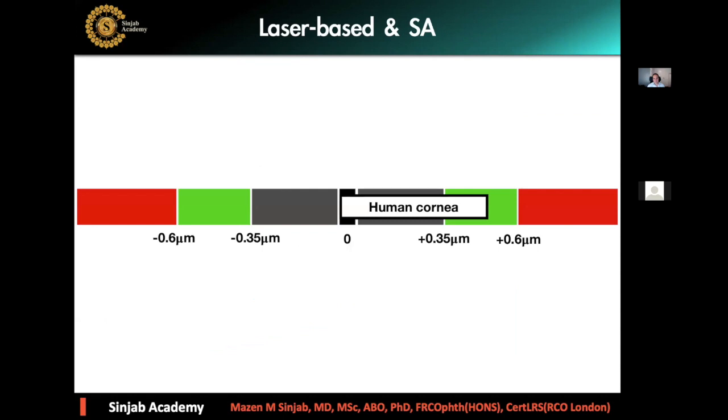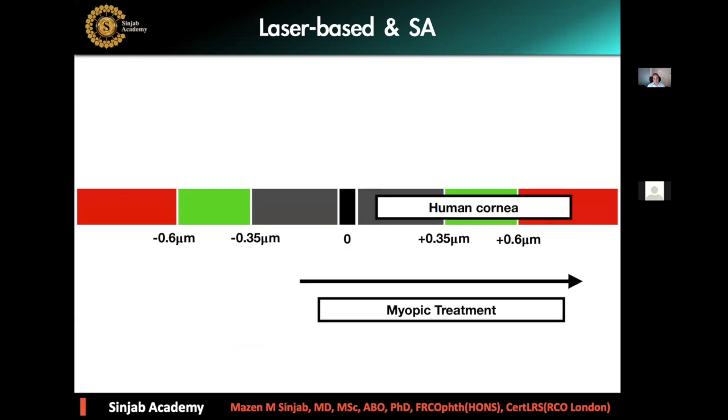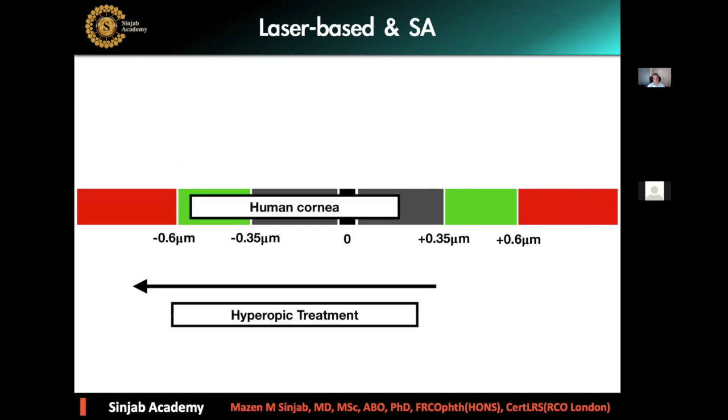What will happen to the cornea when we do the laser-based refractive surgery? If we apply the myopic treatment, then it will be more positive. And if we apply the hyperopic treatment, it will be shifted towards the negative side.